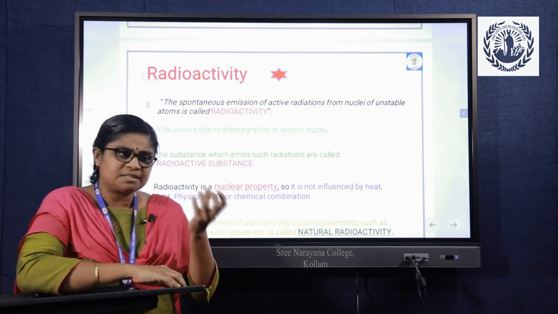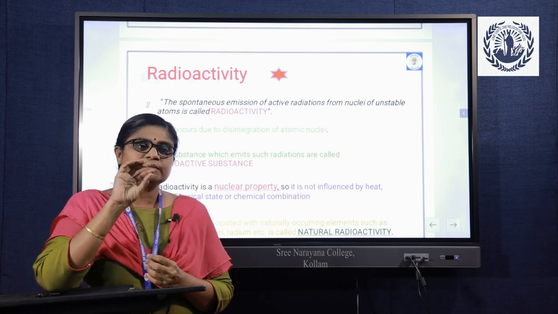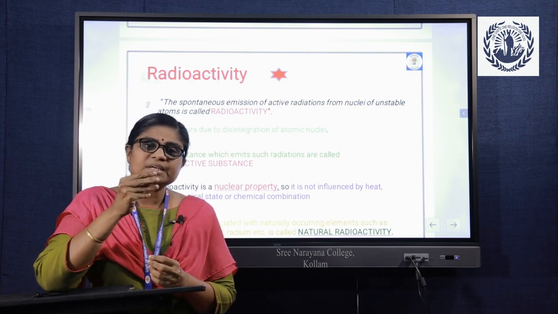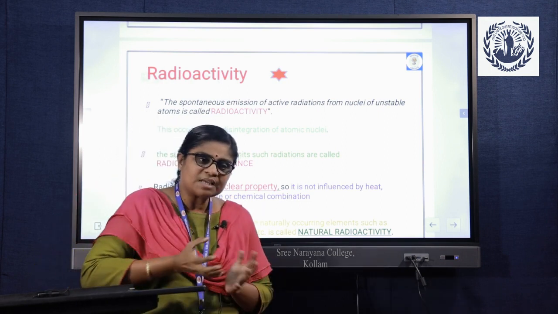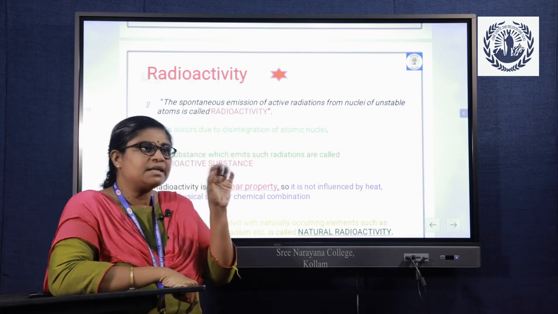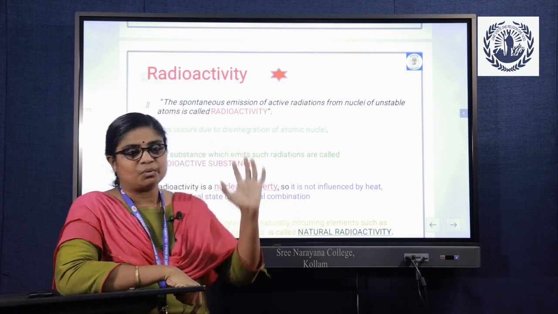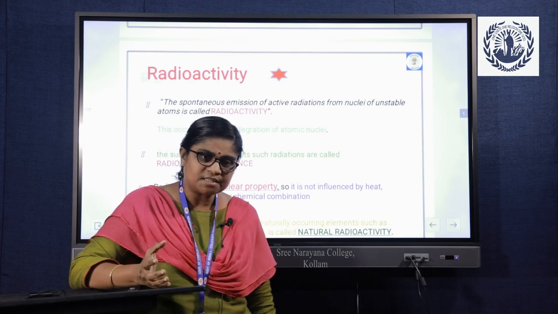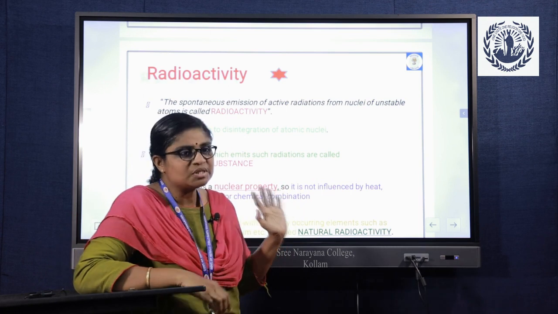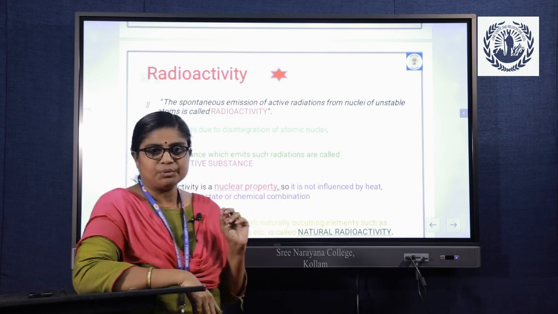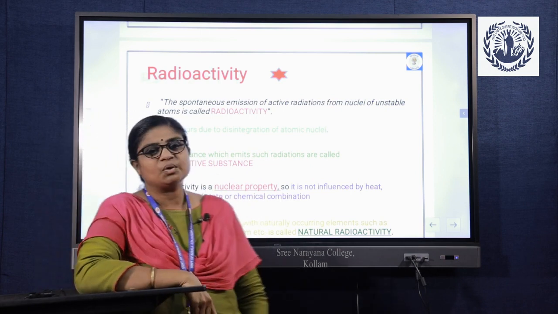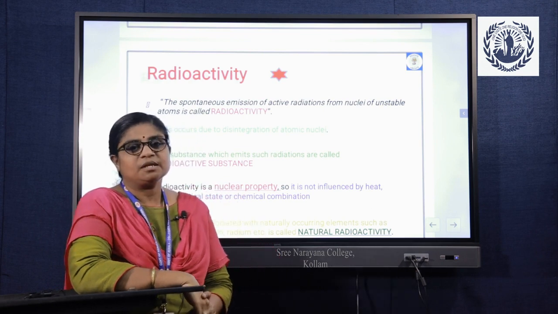In the first step I told you that this is a nuclear property. Nucleus in an atom is kept inside and the electrons are outside the nucleus. Inside the nucleus there are protons and neutrons. Nucleus is a very small thing that is kept inside the electron cloud. So when there are heat changes or light changes or any chemical reactions, nothing happens to this radioactivity. So radioactivity is a nuclear property. The external forces like heat, light, etc. do not affect the radioactivity of an element.